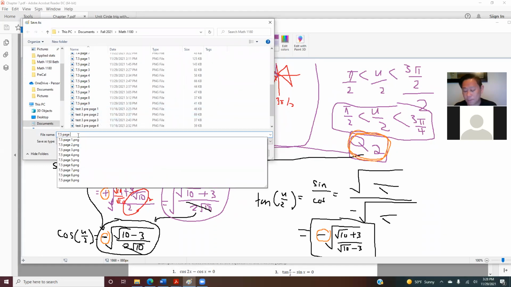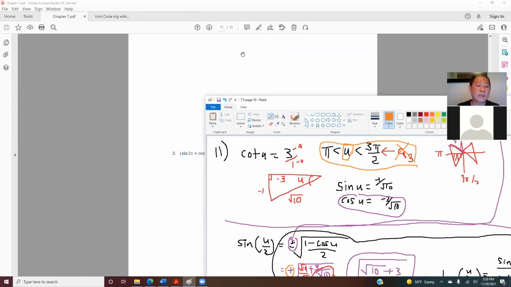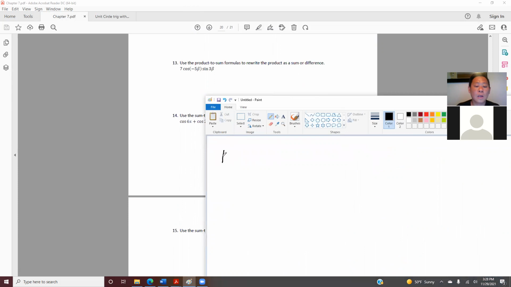I'll do the product to sum and sum to product last 2. So these are the last 2 that we use product to sum and sum to product, question number 13. So question number 13 is, I'm going to change this to become x so it can be easier for you guys. 7 cosine negative 5x sine 3x.